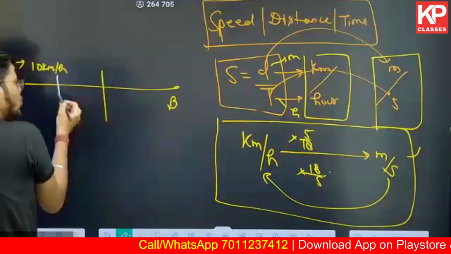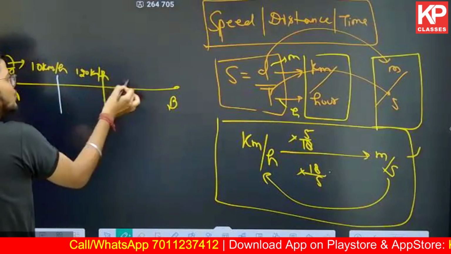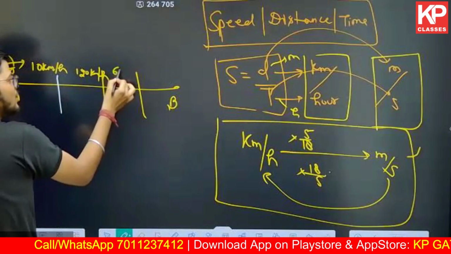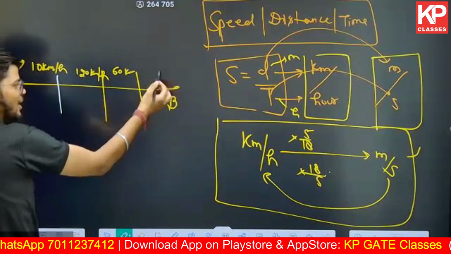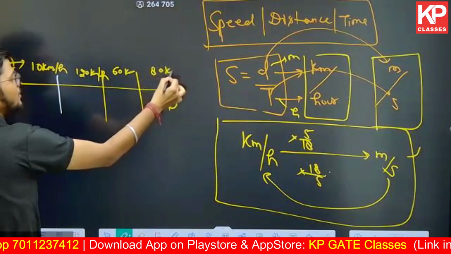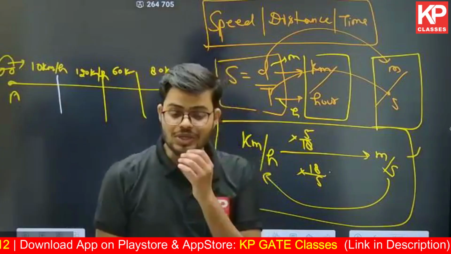Then suddenly you go on an expressway. Here your speed is 120 kilometer per hour. Then after that, suddenly you enter into a city and there your speed reduces to 60 kilometer per hour. Then again you go on a highway and there your speed goes to 80 kilometer per hour. Now, what is the average speed for this total journey?